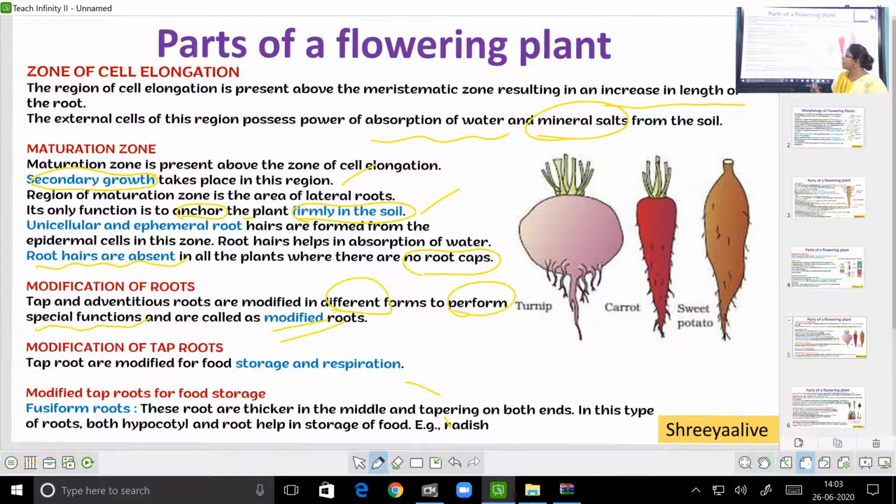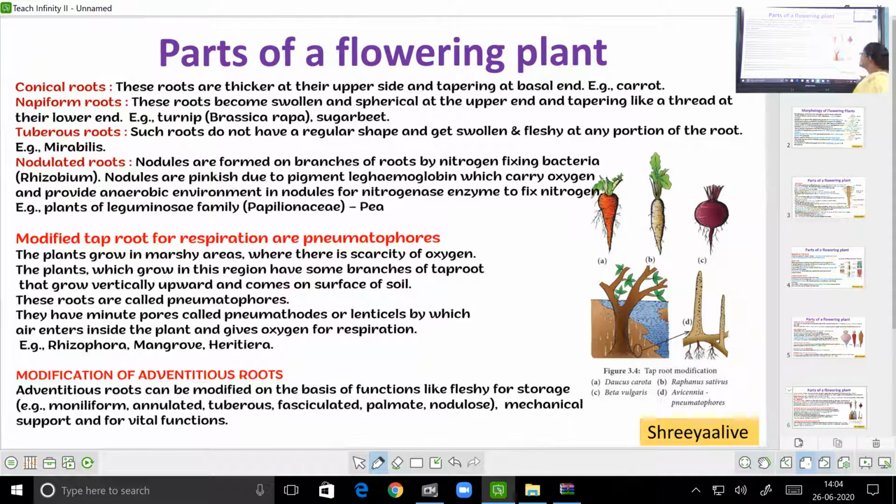So to start with, we can start with the modification of tap root. The tap roots are modified for two purposes. One is for storage, another one is for respiration. So we will be studying one by one. First we will start with the modified tap roots for food storage. Okay, we have fusiform roots, napiform root, and conical root.